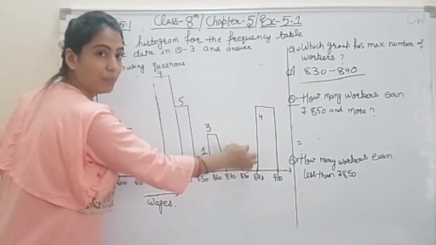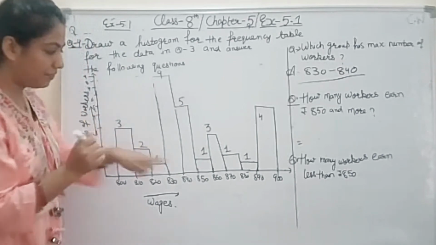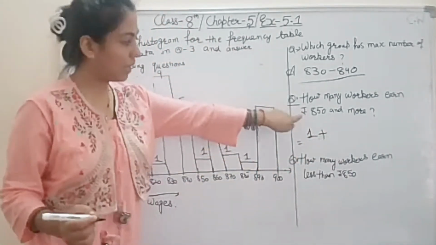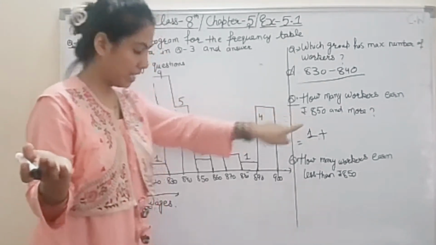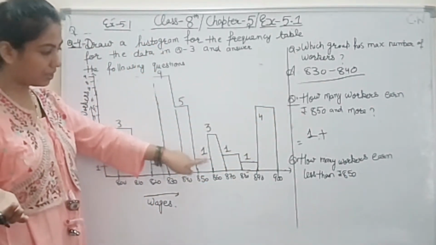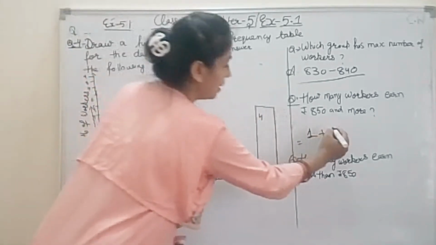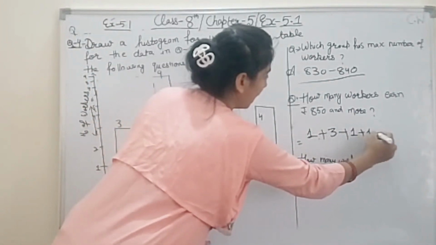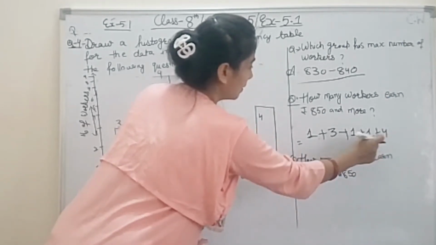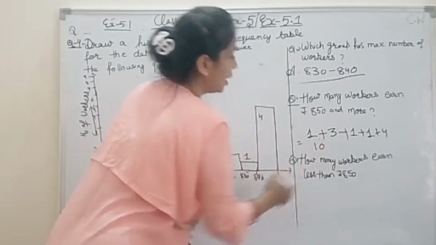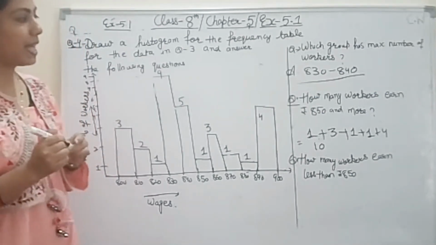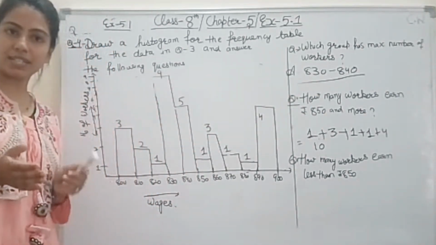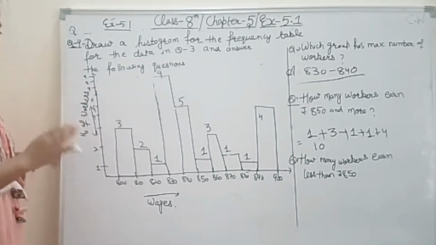That will add total number of workers? No. 850 में कितने हैं? 1. Because 850 will be included also, क्योंकि उसने बोला है 850 and more. So 850 will include, that is 1 worker. 860 to 870, 3 workers. Then 1 worker. Then 1 and then 4. 6, 7, 8, 9. It means total 10 workers are there who are having rupees 850 और उससे ज़्यादा. ठीक है? So 10 workers. Now question number 3.